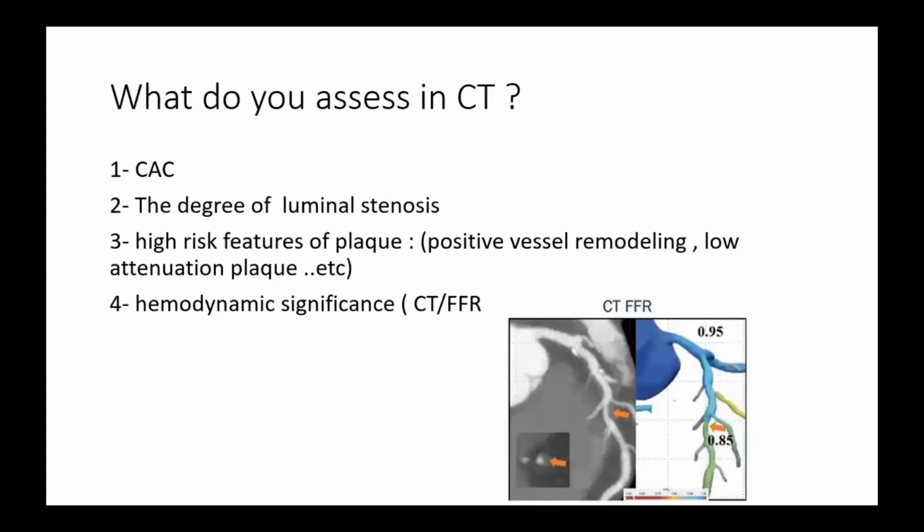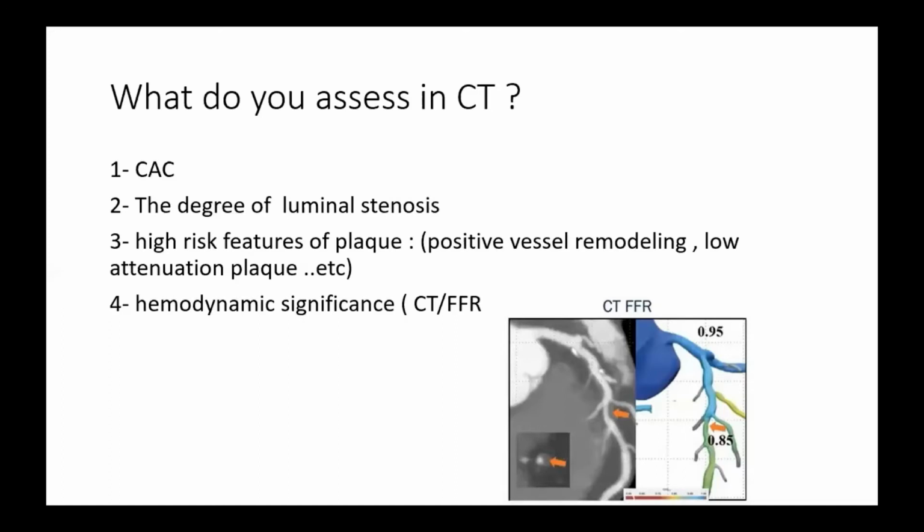So again, what do you assess in a CT? You start with the calcium scoring first, then the degree of the luminal stenosis, which you grade, and the more important thing is the high risk features of the plaque. It can give you features on a CT like what they call positive vessel remodeling or low attenuation plaque, etc. There are specific criteria by which you tell that a plaque is high risk. And we know the importance of this.